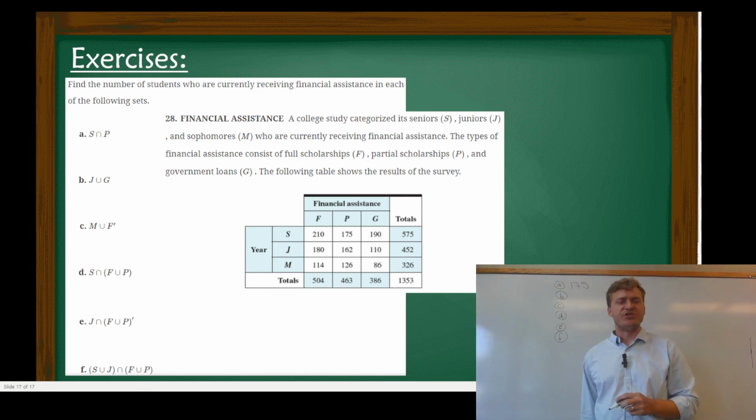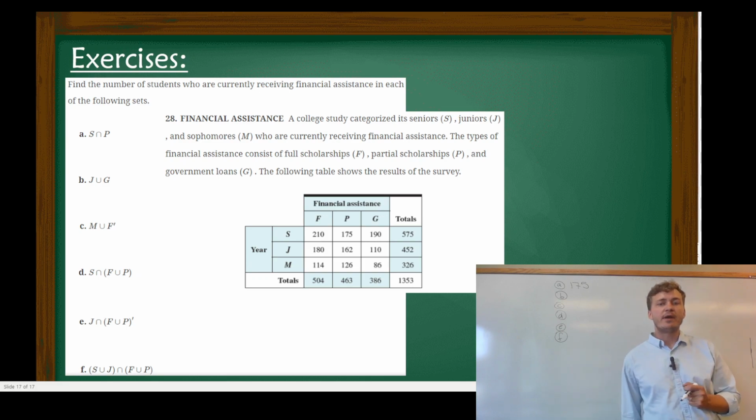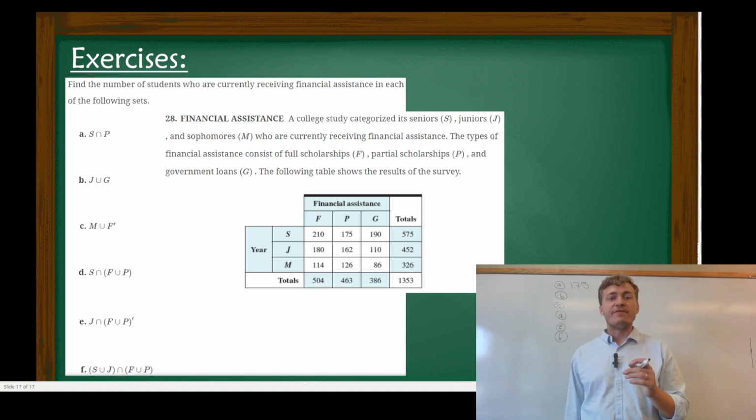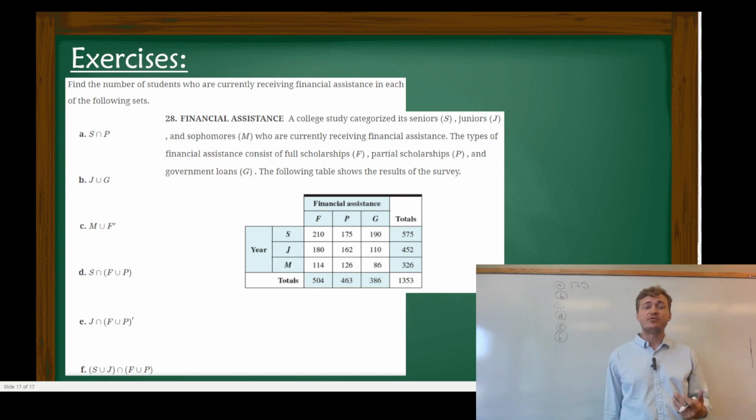Part B says J union G. Well, how many juniors do we have? And then how many government loans do we have? But you got to keep in mind, we're looking for a number. Find the number of students. And we had a formula before, and that formula tells us here that if you have an overlap, you have to subtract the overlap.